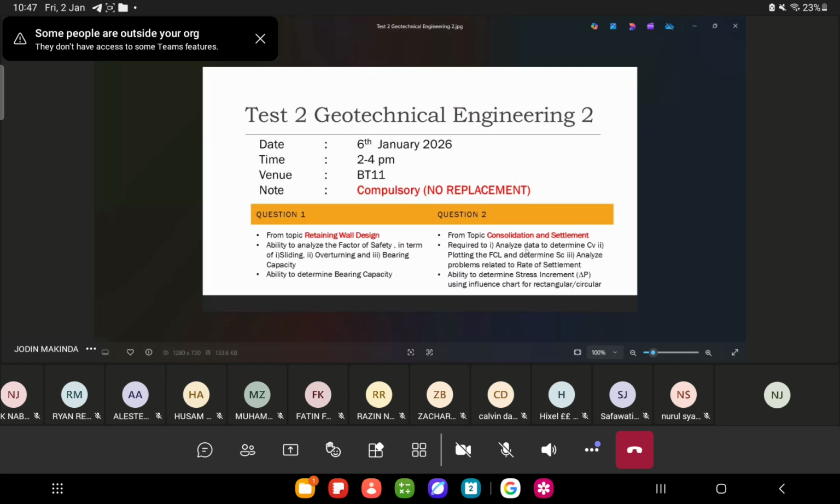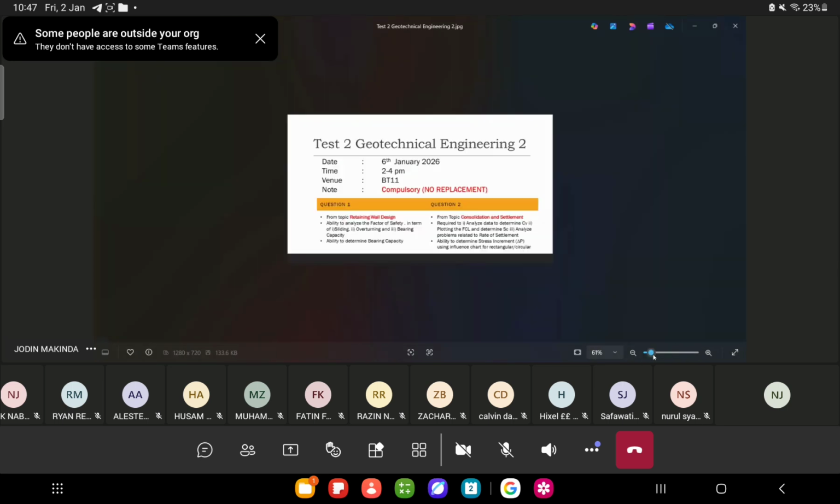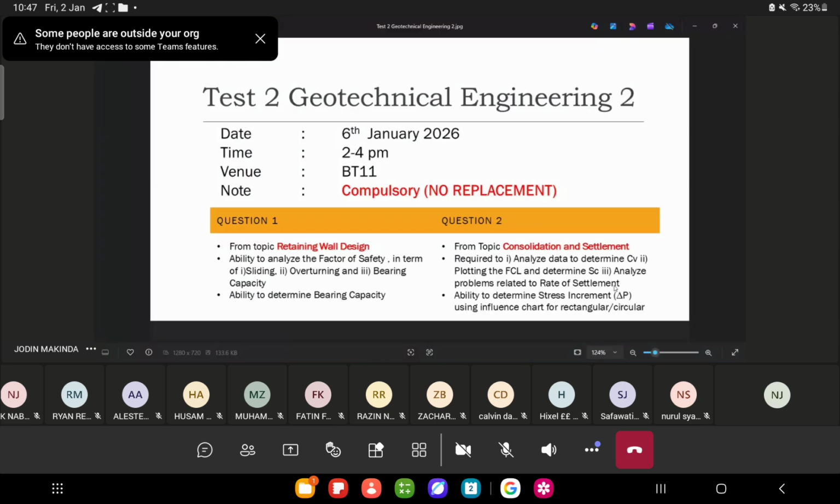Because we have covered everything, there will be a test next week. Okay, there will be a test next week. The 2-hour exam requires you to answer 2 questions. Question number 1 and question number 2.